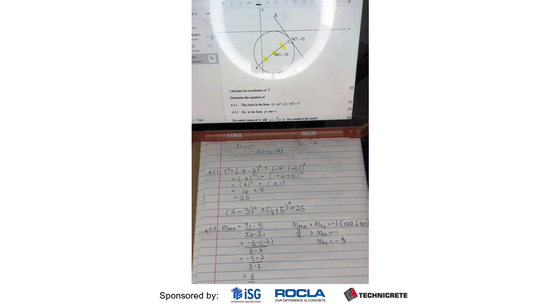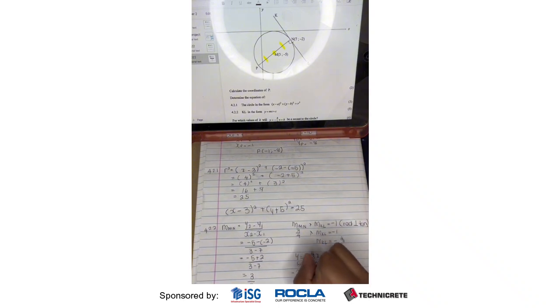Okay, now that we know that, we can now substitute and find our formula. So y is equal to negative 4 over 3 x plus c. We're going to substitute N because N is sitting on KL.